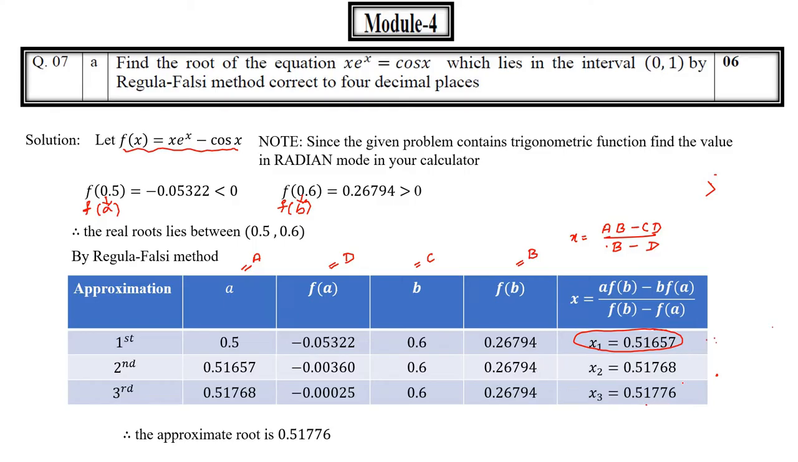How we can conclude the answer means, just see these two values. It is nearer to 0.000 difference there. 0.000 difference is there. So that's why I am ending with the third approximation. I can consider the third approximation is the root of the given equation. So as they have asked for 4 decimal places, we can round it off to 0.5178. 0.5178 is the answer. This is the way of solving any regular falsi method.